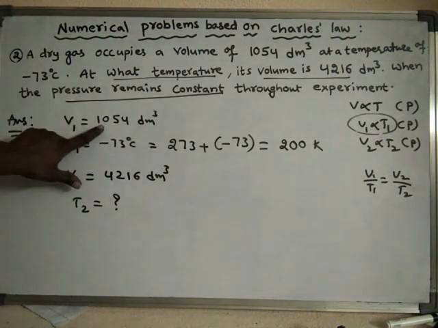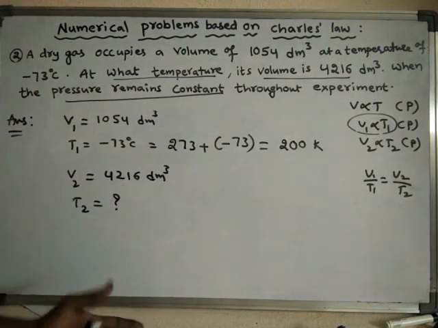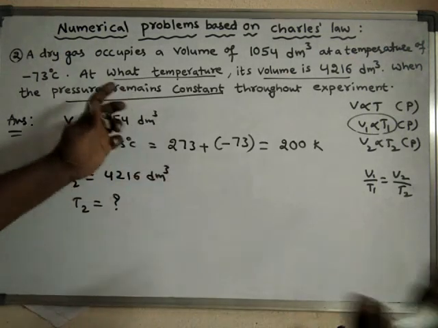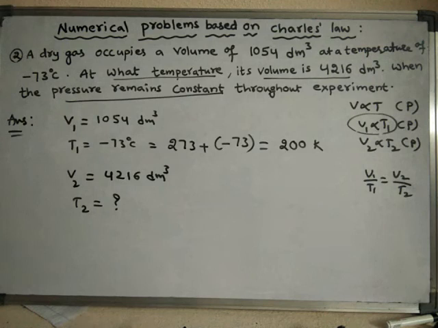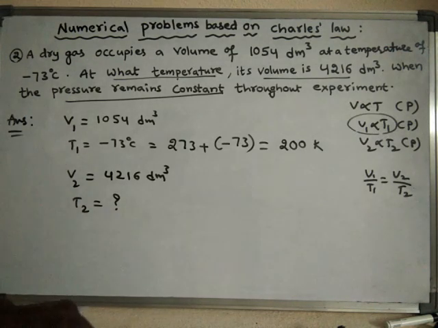Initial volume is this much and final volume is this much. That means volume is increased. It is understood that the volume of the gas is increased. So when does the volume of the gas increase? When the temperature of the gas is increased, all the molecules move away from each other, and therefore the volume of the gas will increase. So that means the final temperature should be greater than the initial temperature. That means it should be greater than 200 Kelvin.